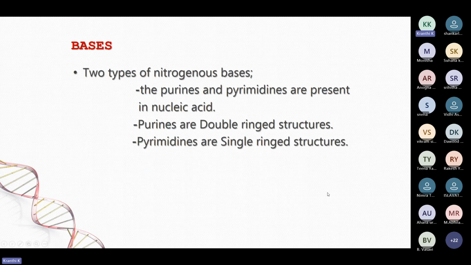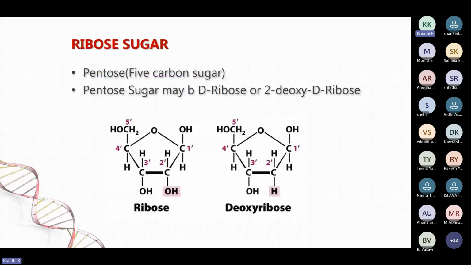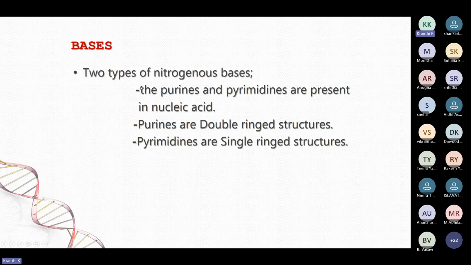Then bases. What are the bases? Already we discussed there are two types of bases, purines and pyrimidines, which are present in the nucleic acid. Purines are double ringed structures, pyrimidines are single ringed structures. And again, this is very important. So how to differentiate the pyrimidines and purines?